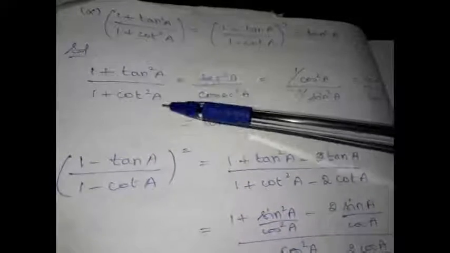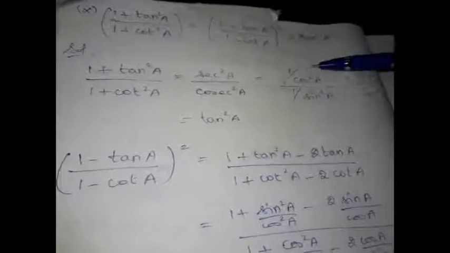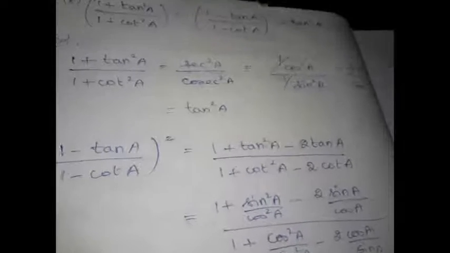So first let us take this. 1 plus tan square a is secant square a by identity. 1 plus cot square a is cosec square a. Secant is 1 by cos, cosec is 1 by sin, and square is there. If you reciprocate it, you will get sin square a divided by cos square a, which is nothing but tan square a. Thus we proved, right?